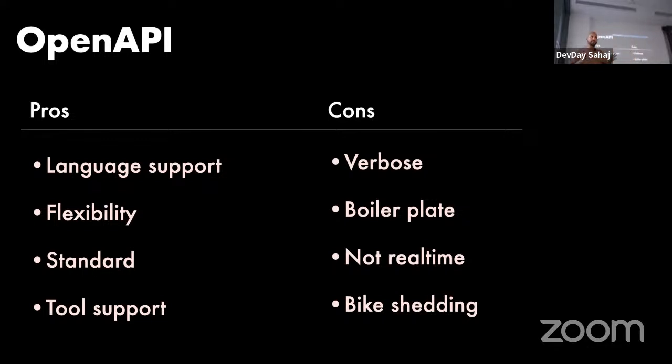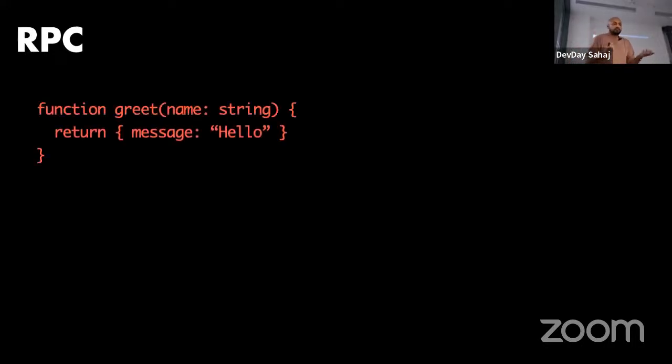We need to stop thinking, it's a controversial statement, we need to stop using REST and JSON, and think of it as RPCs, remote procedure calls. And what's the best thing? How do developers think? They write a function which is greet, and there's a name, and it returns a message.